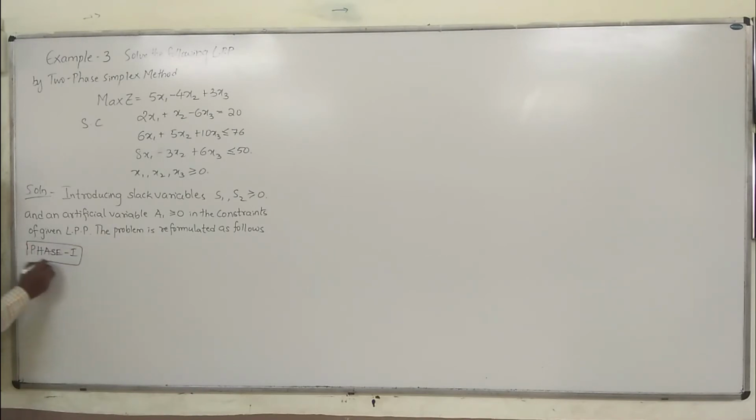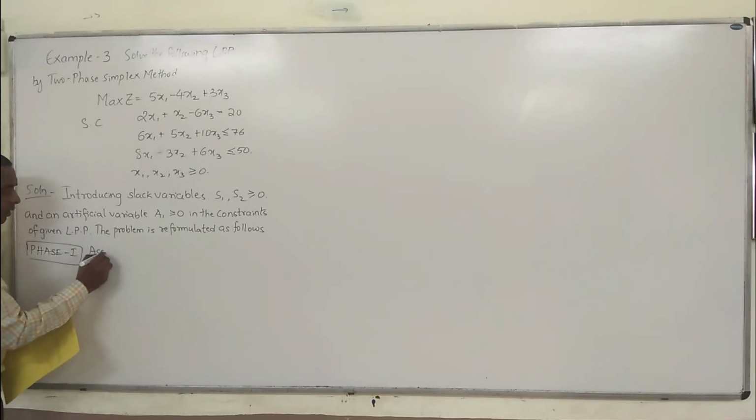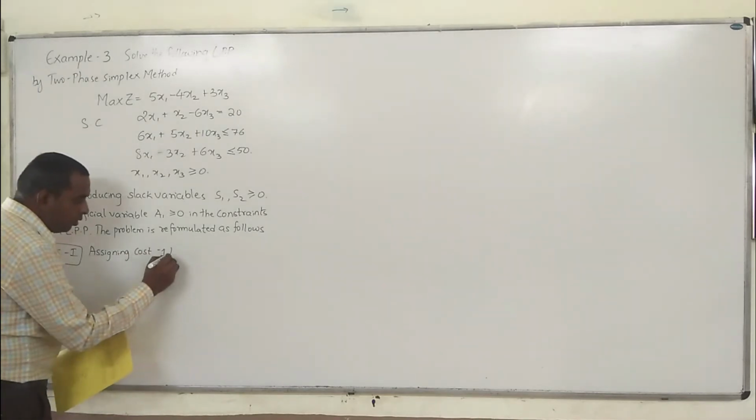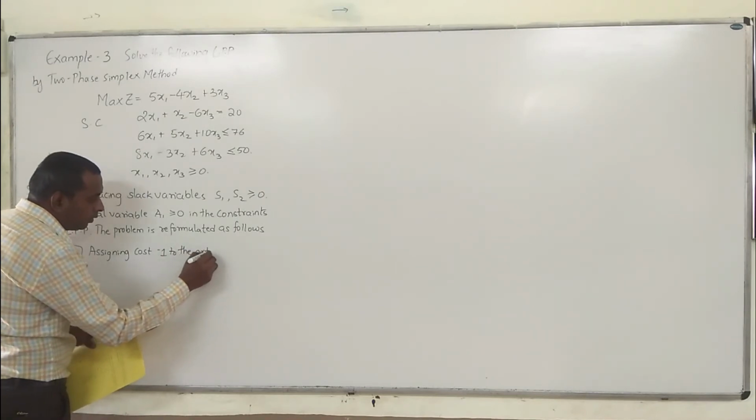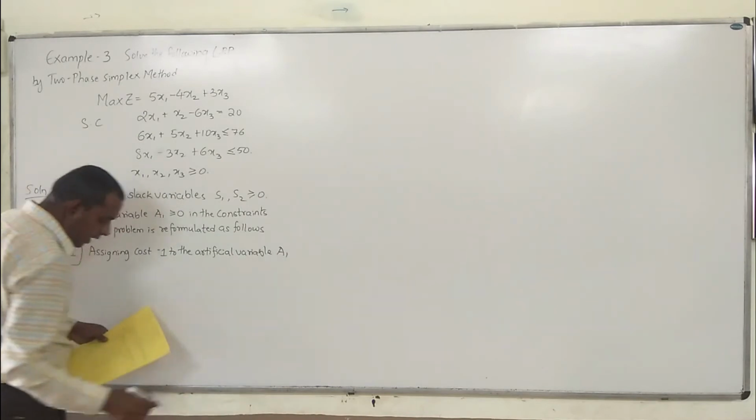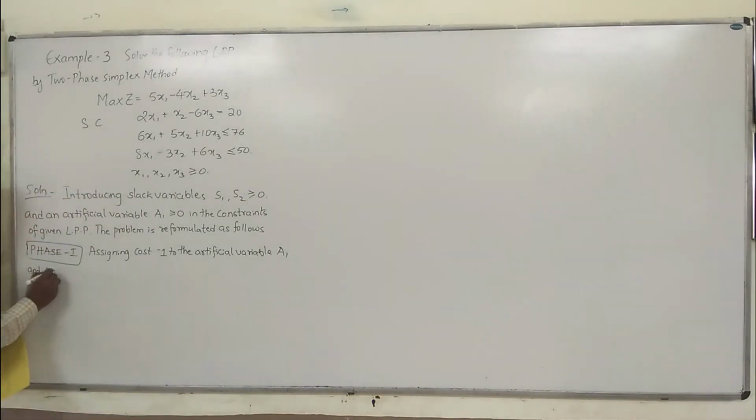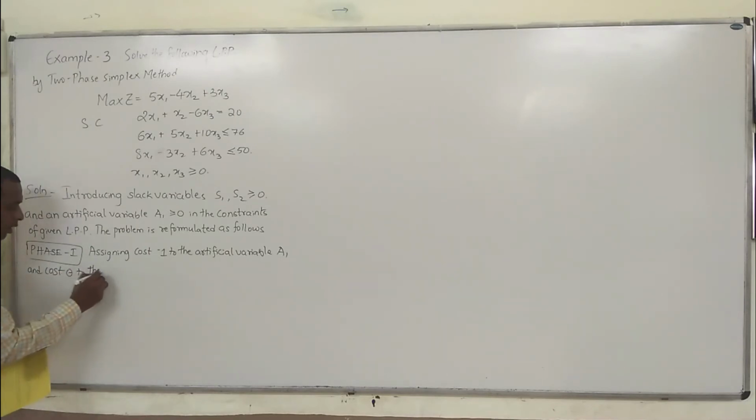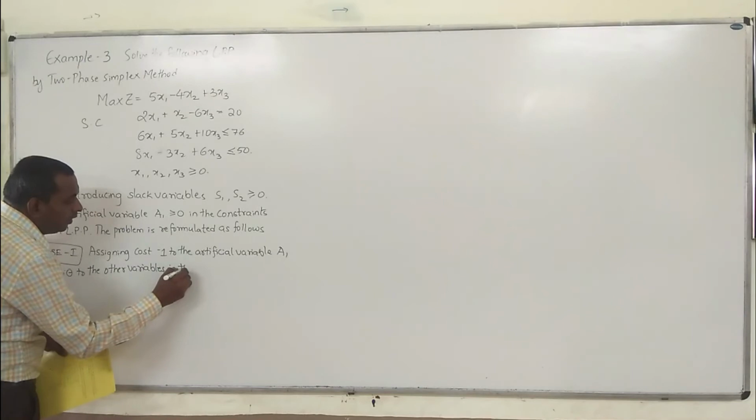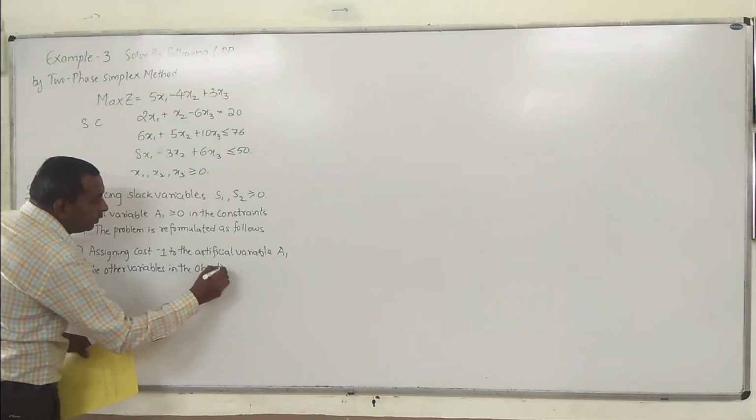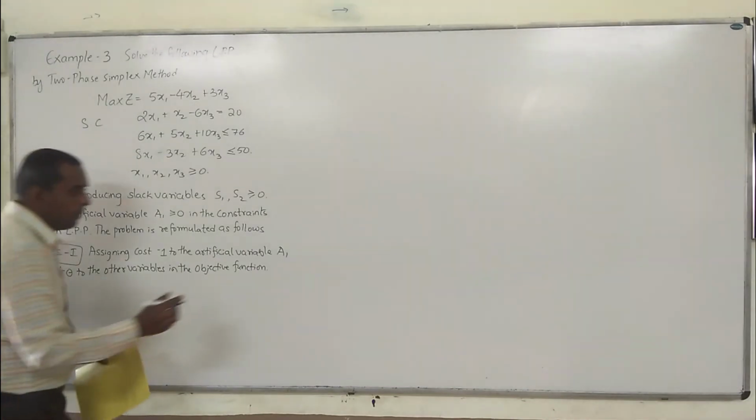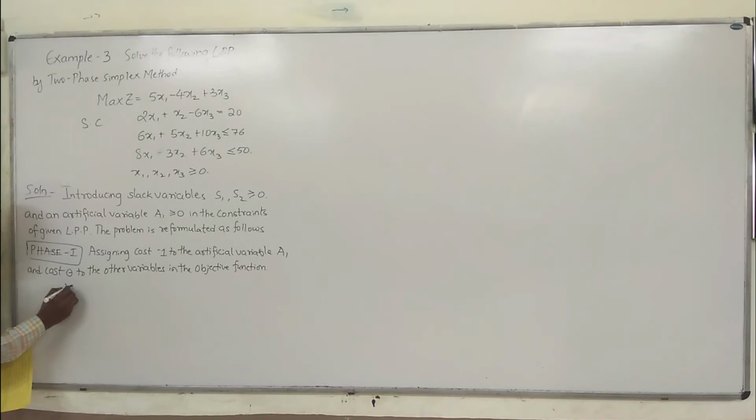So what happens in phase 1? Assigning cost minus 1 to the artificial variable A1 and cost 0 to the other variables in the objective function. What happens when we do this? We will get the auxiliary LPP.